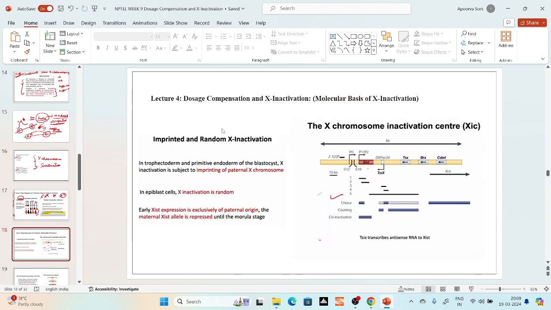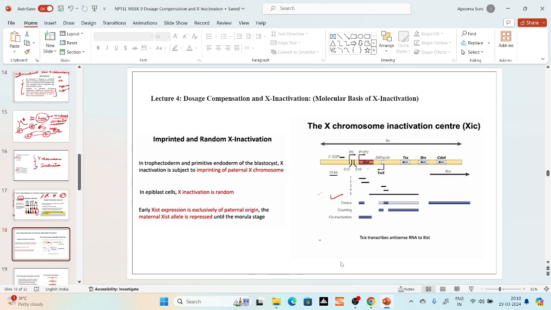But imprinted X inactivation means that the offspring has a memory. It knows which X chromosome it has to inactivate. So that is imprinted on it, like prints imprinted on it. That is what is written over here, that in trophectoderm and primitive endoderm of the blastocyst, X inactivation is subjected to imprinting of paternal X chromosome.